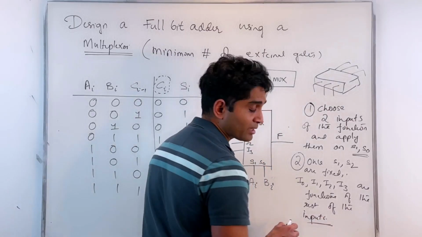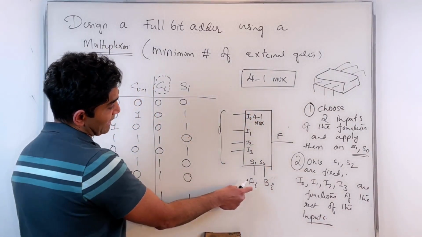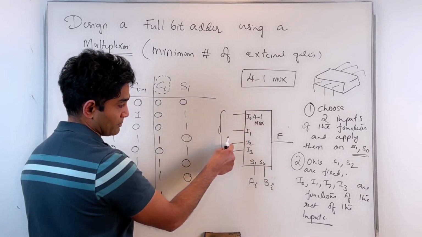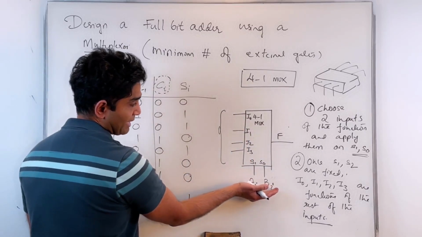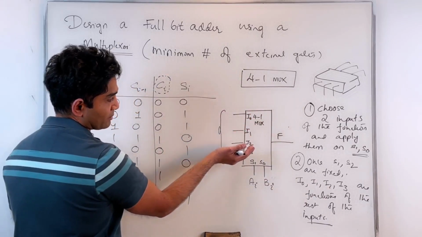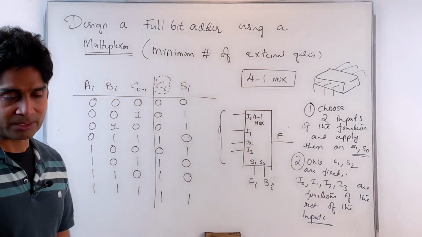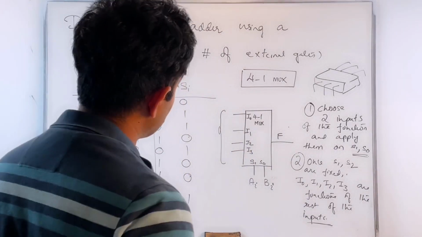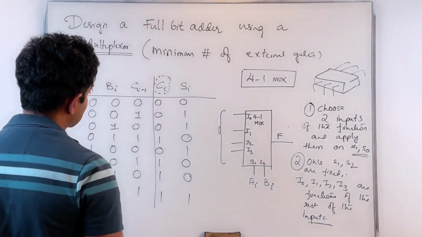That means you do not expect AI and BI to be appearing again here. Once you have fixed this, AI and BI are fixed. You cannot expect these to be appearing again at these terminals. Very important. All right, so how do I map this design?